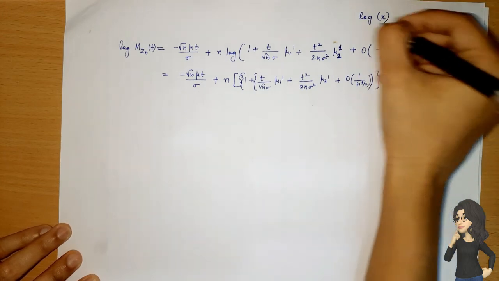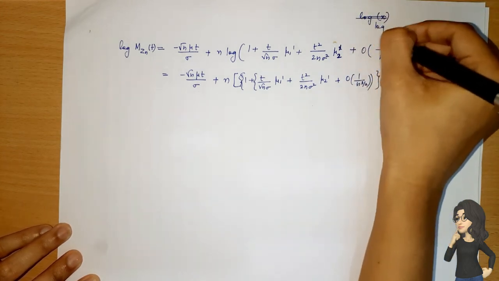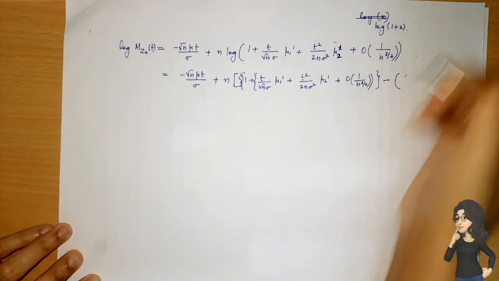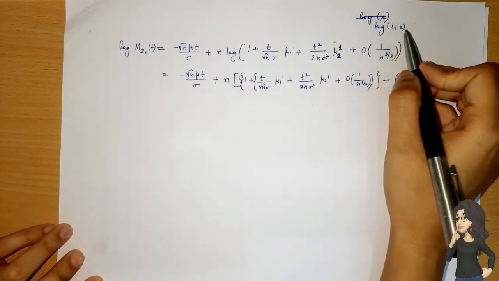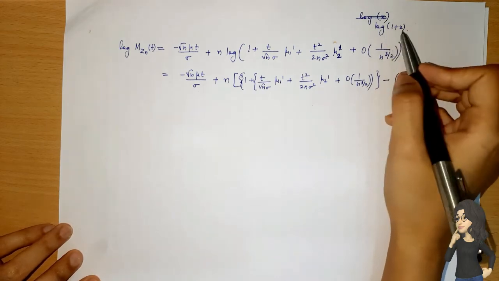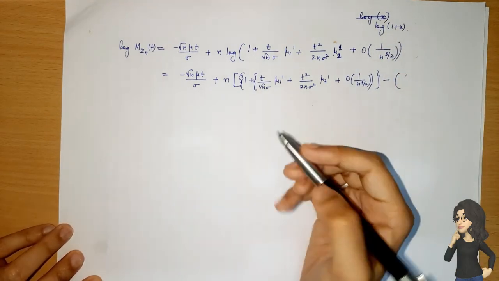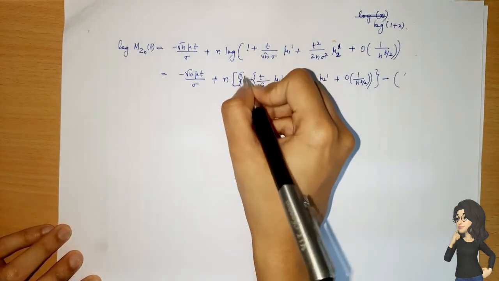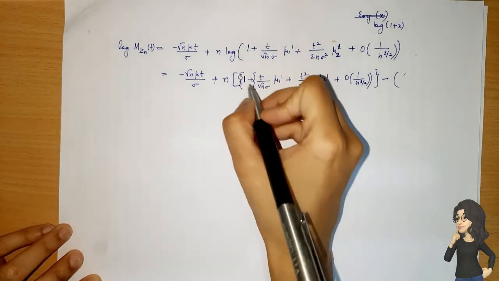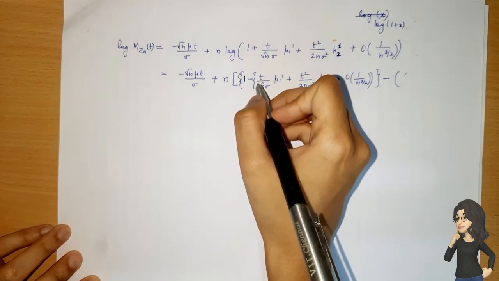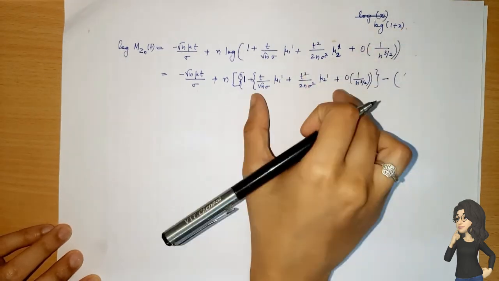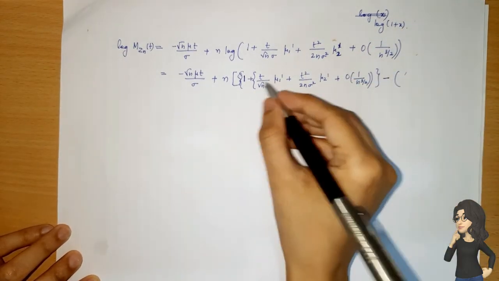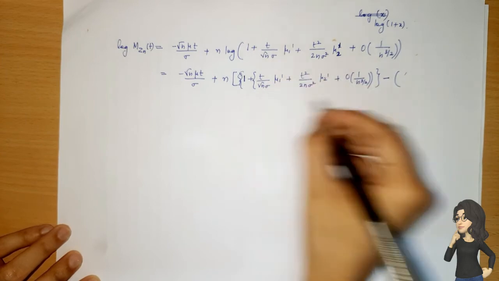Now this is considered as log of 1 plus x. 1 is there and log of 1 plus x. The expansion of log of 1 plus x is what we are going to do here. So we have the term 1 here. Now what is left over is this term, considered as x. So t by root n sigma, the term is here.